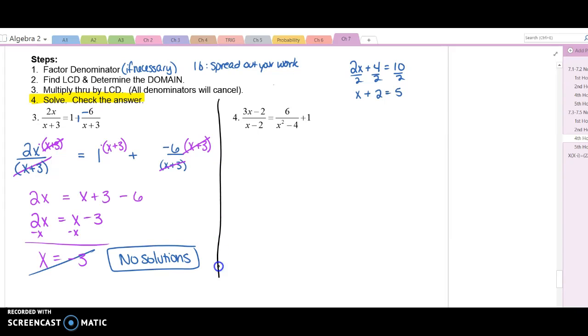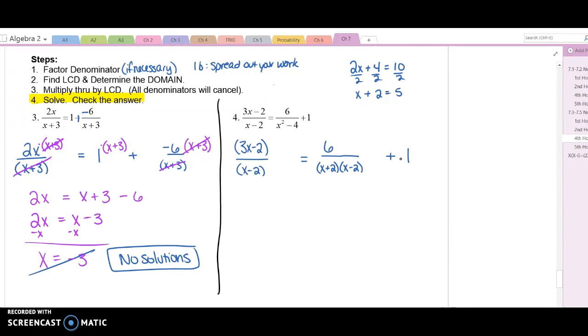Okay, I'm going to draw a line so I have as much room as possible for number 4. Number 4, we're going to start by factoring any denominators that need to be factored and spreading out our work. So we have 3x minus 2 over x minus 2, spread it out, equals 6 over, how do we factor x squared minus 4? X plus 2, x minus 2. And then spread it out, plus 1.